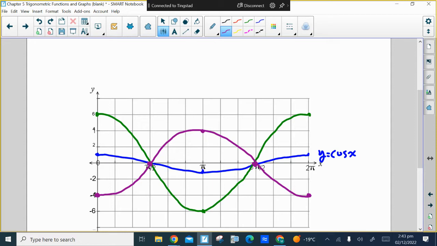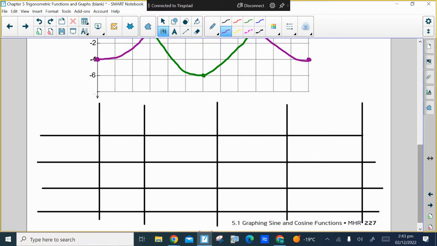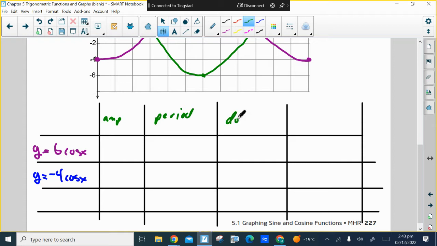Like we did in the last one, it asks us to compare the graphs, consider the period, amplitude, domain, and range. So we'll do this in chart form, only we don't have quite as many to do because we're just doing y equals 6 cosine x and y equals negative 4 cosine x. So that's our equation. We'll do the amplitude, the period, the domain, and the range.